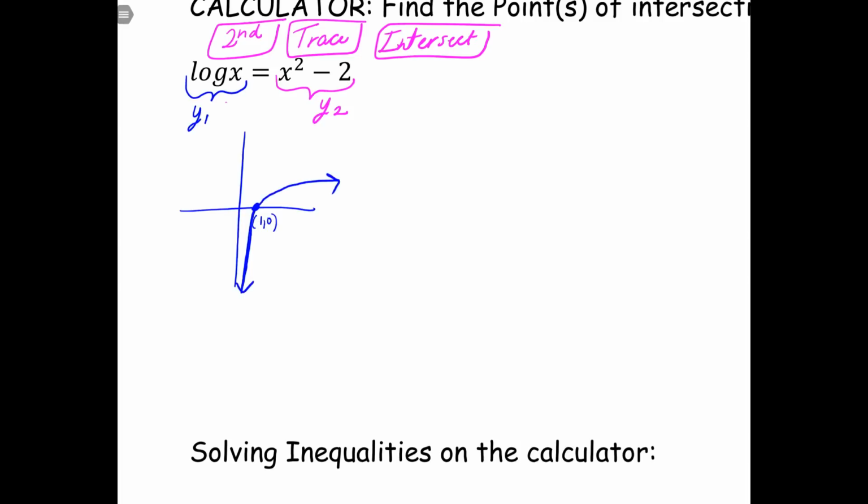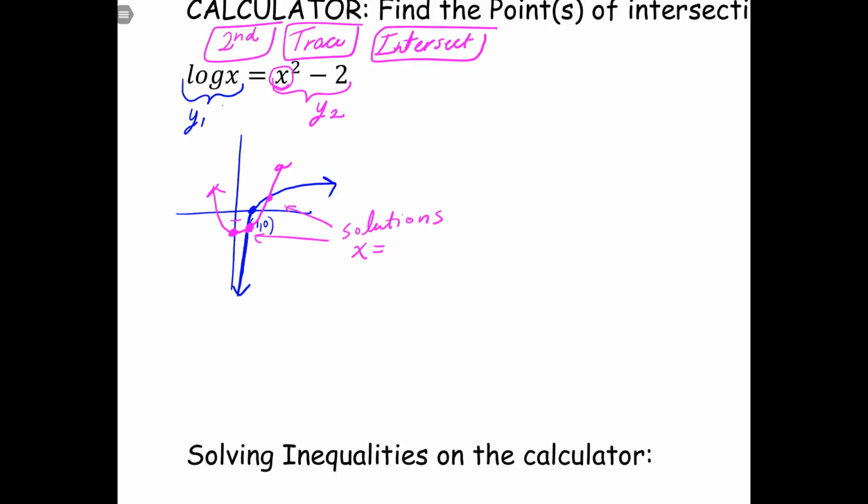And then if I think about x squared minus 2, that's a quadratic that's been shifted down 2 units. So we know its general sketch is going to look like this. So we know that we're going to have 2 solutions, one here and one here. These are where our solutions lie. And remember, we're looking for the x values, because we're looking for where the x's are equal in these 2 functions. So we know we're going to have x equal to something less than 1 and x equal to something greater than 1.